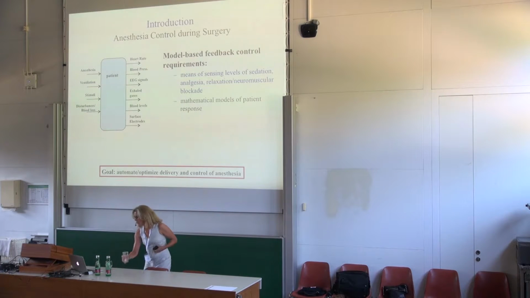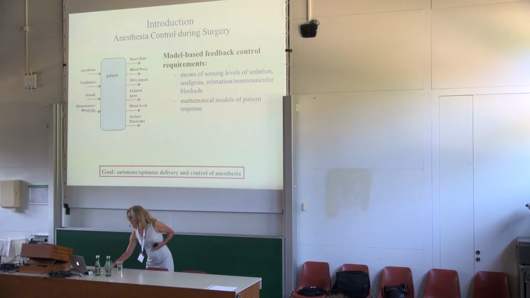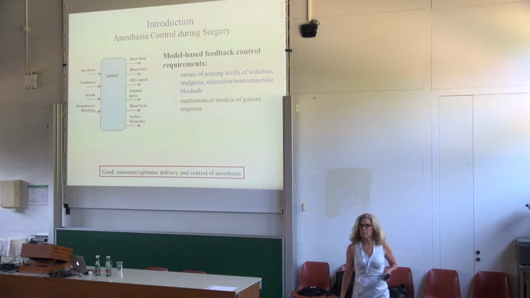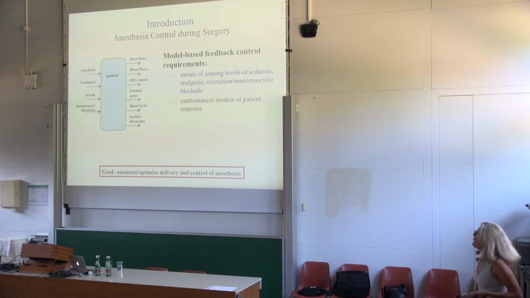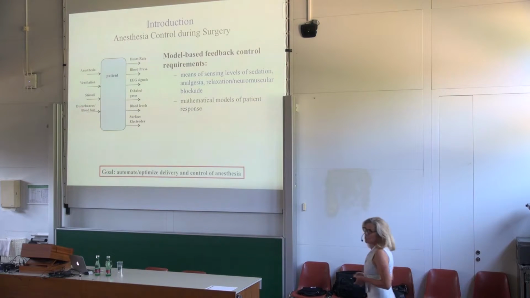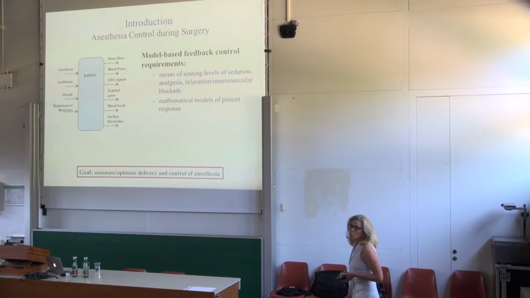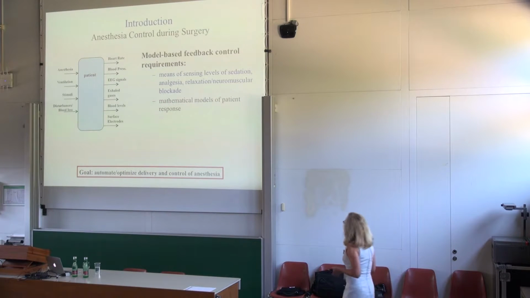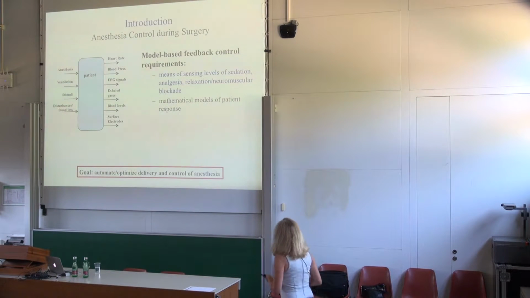Okay, so to implement feedback control, what we need is to be able to actually sense, hopefully quantitatively, a lot of these signals. So we need some means of sensing the levels of sedation, the effects of the analgesics, the painkillers, and the adequacy of the neuromuscular blockade that's been given to the patient. And as well, we need mathematical models of the patients. And in fact, we don't really have any of these things for the anesthesia control problem.